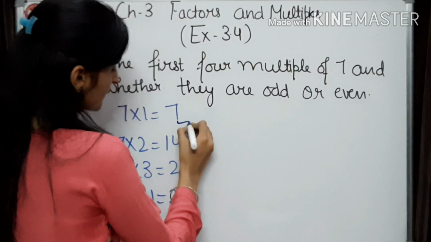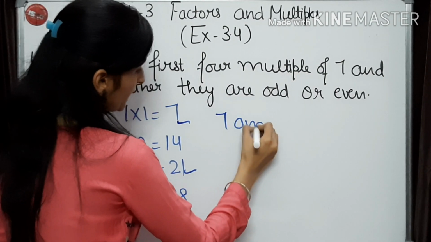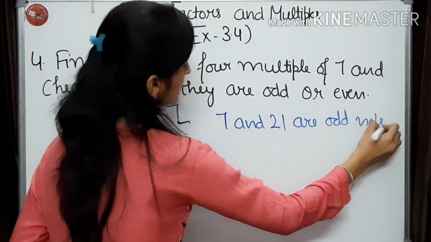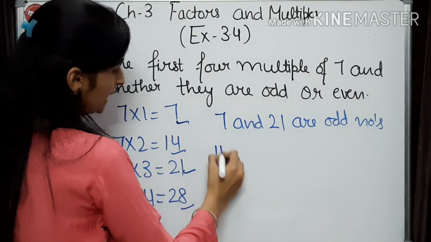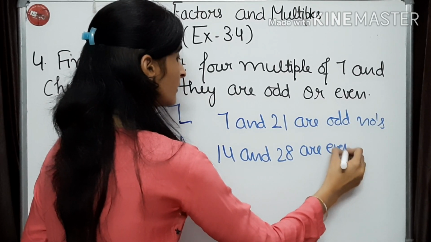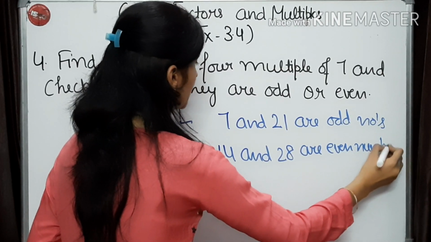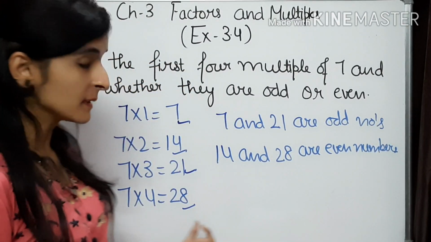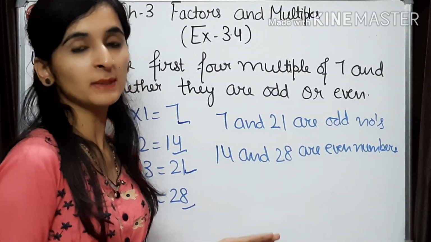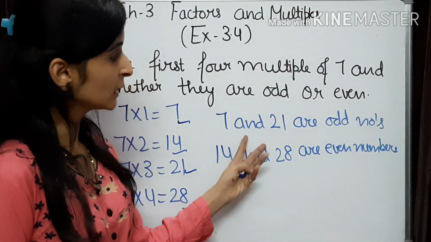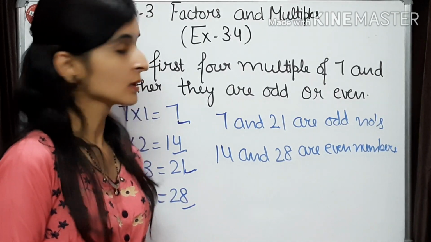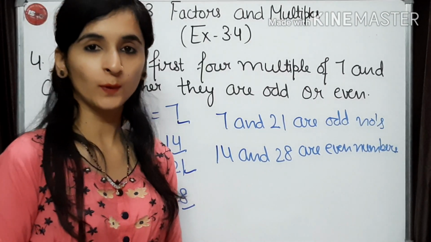So here we have to check whether these multiples are odd or even. As we can see, 7 and 21 are odd numbers and 14 and 28 are even numbers. But here not all the numbers are odd, nor are all the numbers even. So only two numbers are odd here and two numbers are even here. Okay, so this was the solution of question number 4.